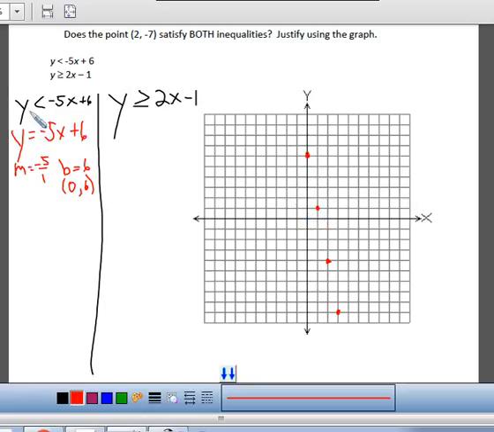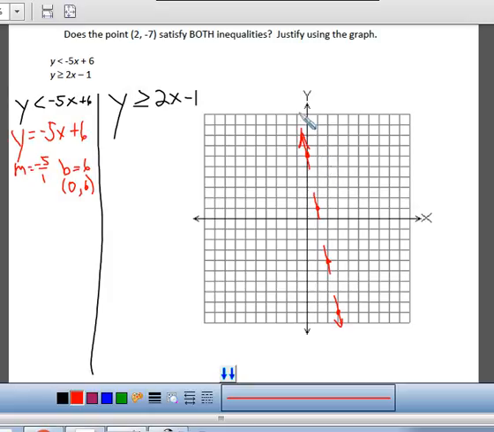Now, because it is less than and not less than or equal to, I have a dashed line. So do the best you can. Make sure you use a ruler. I don't have a ruler to use for this. I do have my straight line tool, but the dashed line on there isn't that great.